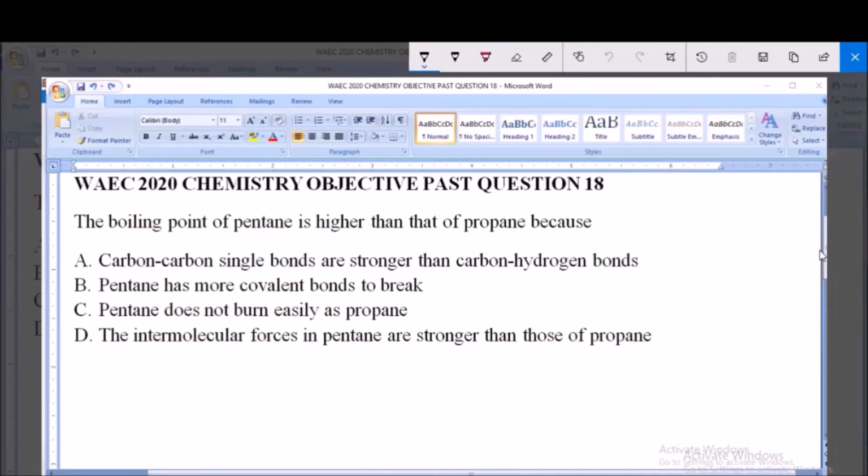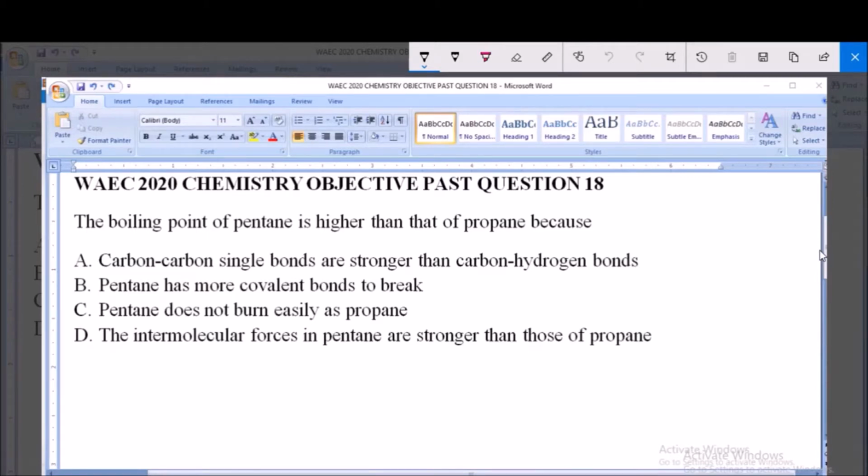Hello and welcome. I'm going to be answering WAEC 2020 Chemistry Objective Past Question 18. The boiling point of pentane is higher than that of propane because: A. Carbon-carbon single bonds are stronger than carbon-hydrogen bonds. B. Pentane has more covalent bonds to break. C. Pentane does not bond easily as propane. D. The intermolecular forces in pentane are stronger than those of propane.